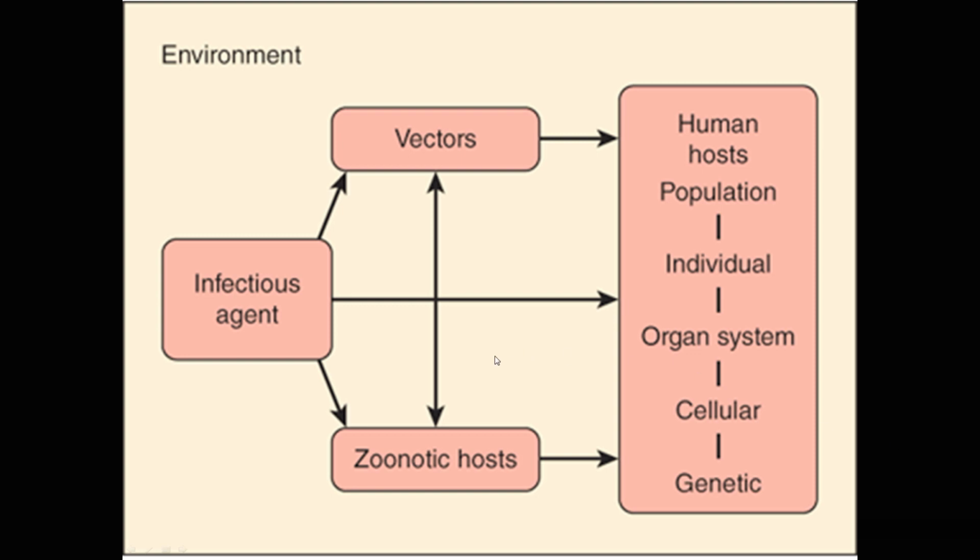The environment includes two main factors, vectors and zoonotic hosts or reservoirs. Vectors are most commonly insects, but also other carriers that transmit infectious agents to the host. Zoonotic hosts, or reservoirs, are usually animals harboring infectious agents and often acting to amplify the infectious agent.